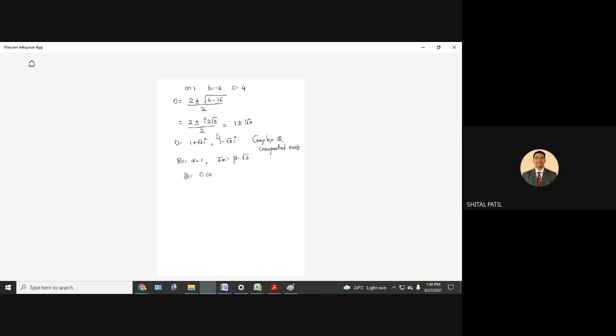C1 cos of beta x, C2 sin of beta x. I am writing the formula so that those who did not attend the lecture yesterday or did not understand it yesterday will be able to understand it. C1 cos of root 3x plus C2 sin of root 3x, equal to e raised to alpha x.